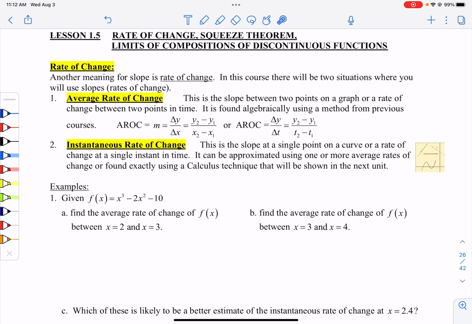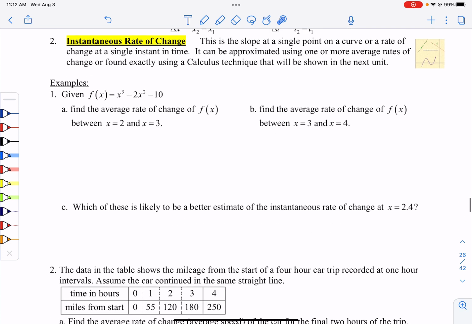For now, we're going to use the average to approximate what that value will be. All right, so let's do some problems. Example number 1, given f of x equals x cubed minus 2x squared minus 10, find the average rate of change of f of x between x equals 2 and x equals 3.